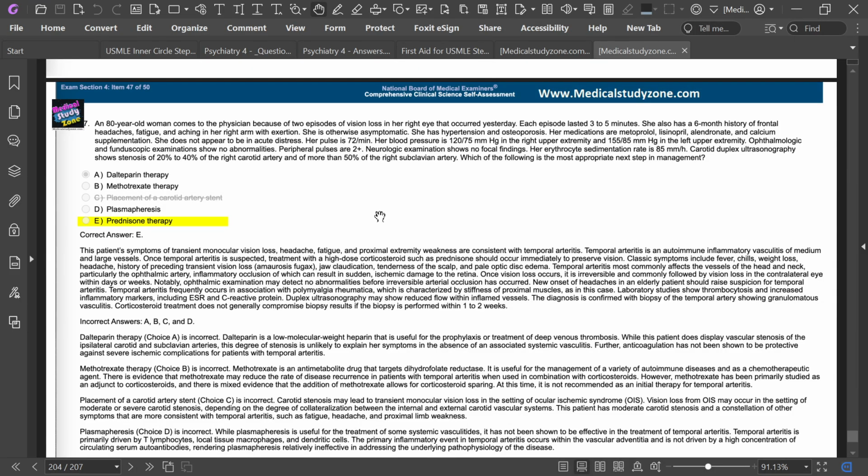The diagnosis is confirmed with biopsy of the temporal artery showing granulomatous vasculitis. Corticosteroid does not generally compromise biopsy results if the biopsy is performed within 1 to 2 weeks. So biopsy should be performed within 1 to 2 weeks. Okay. Next.